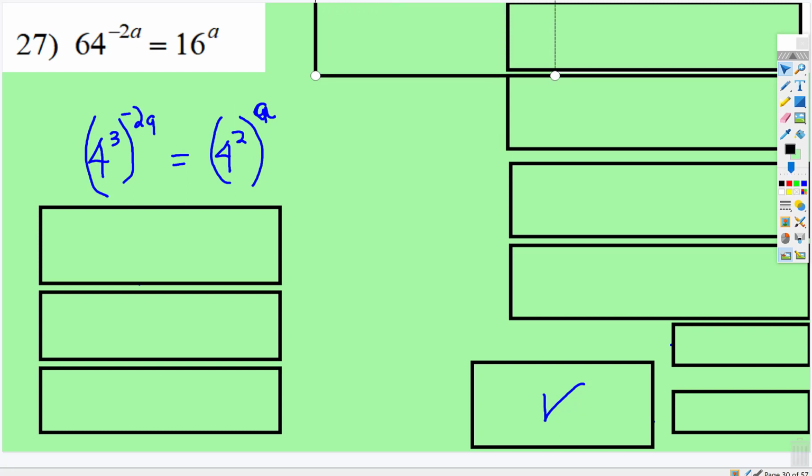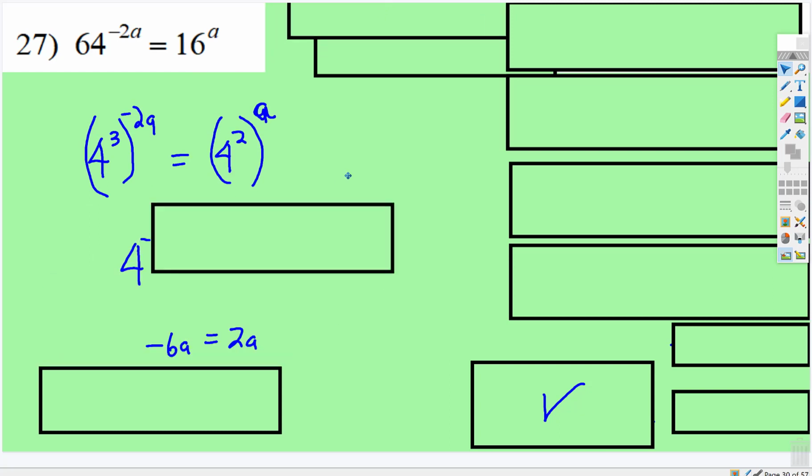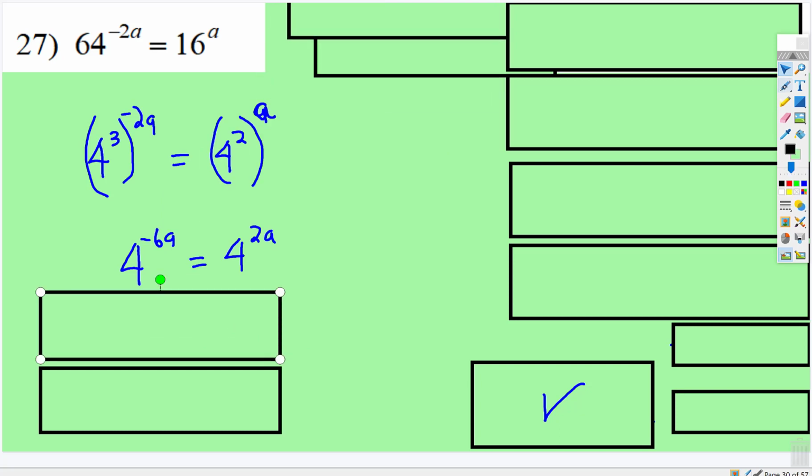And then you're going to go ahead and simplify. Remember, raising a power to a power, you multiply. So that becomes 4 to the negative 6a. That becomes 4 to the 2a. And then set negative 6a and 2a equal to each other, because the bases are the same.